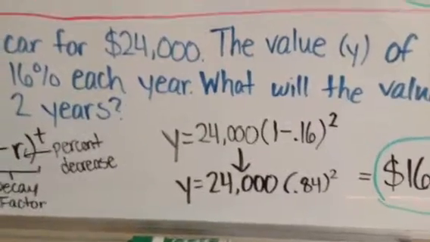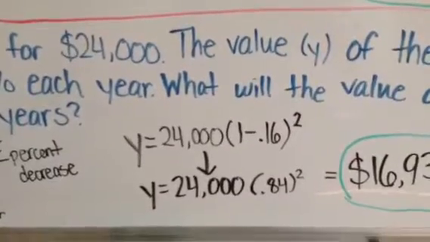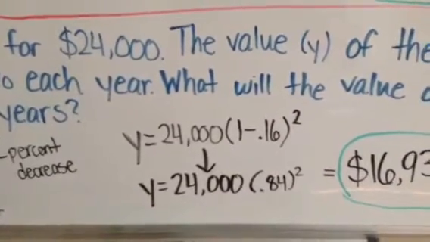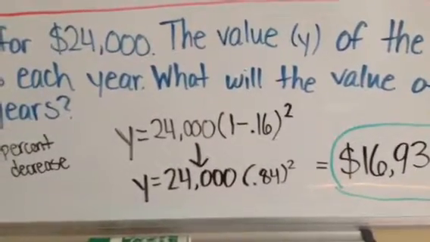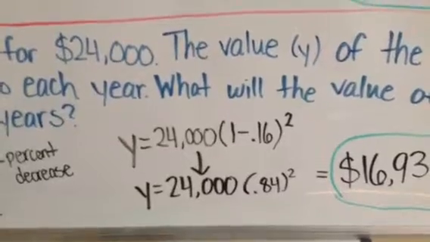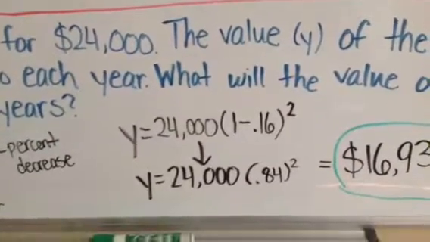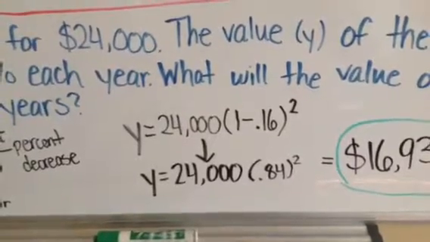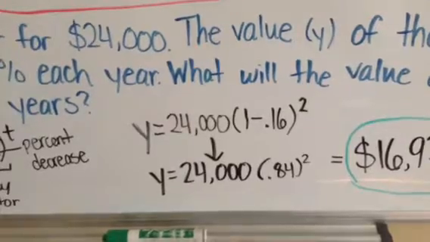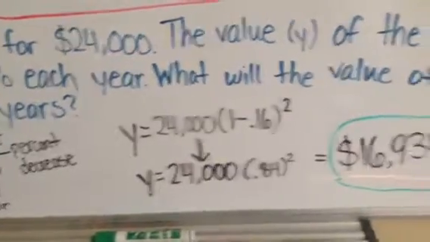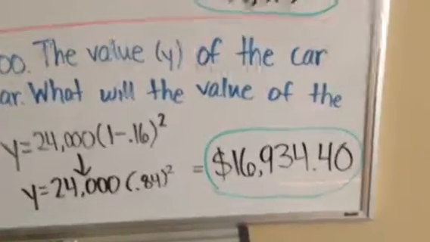So the initial amount, which you put in for a, is 24,000, and then the percent decrease is 16%, so do 1 minus 0.16 because it has to be decimal for the percent. And then it wants to know what it'll be after 2 years, so the time is 2. So you bring that down, 1 minus 0.16 is 0.84. So you do 24,000 times 0.84 squared, which equals $16,934.40, which is your answer.